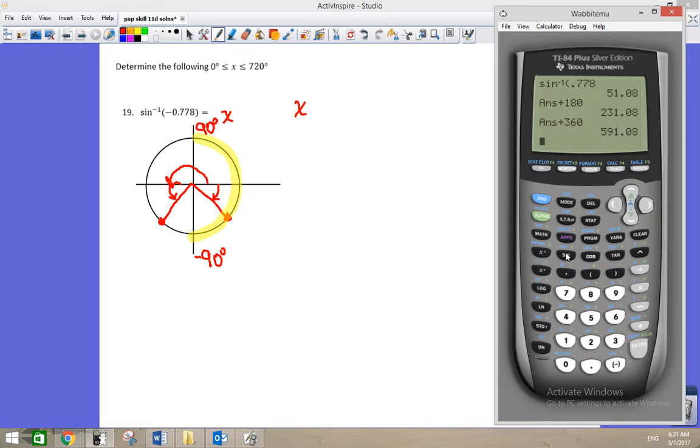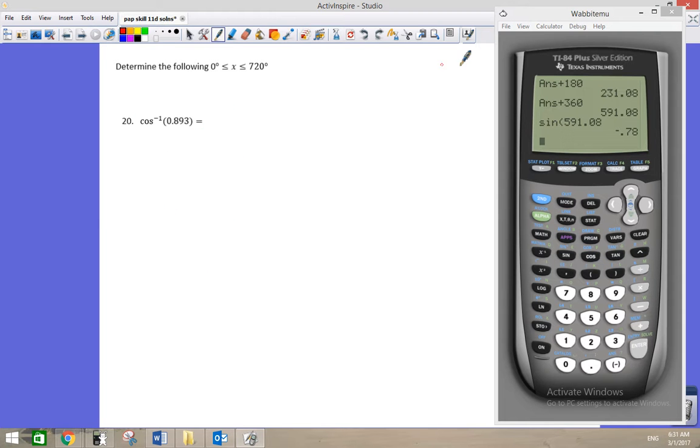If we take the sine of 591.08, we're going to get this negative ratio. And again, it's rounding it to 2 decimals, but you can see that it is a solution. All right, so let's go to the next one. So again, we're expecting 4 solutions.